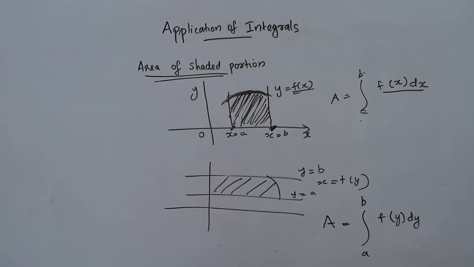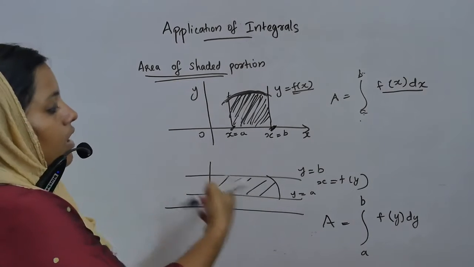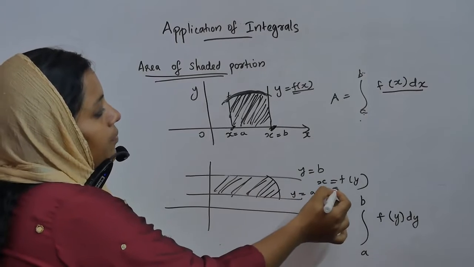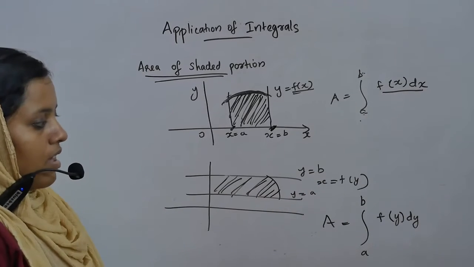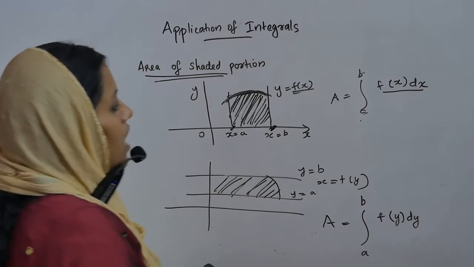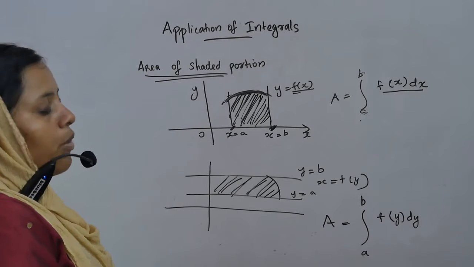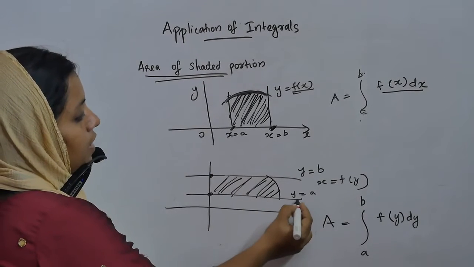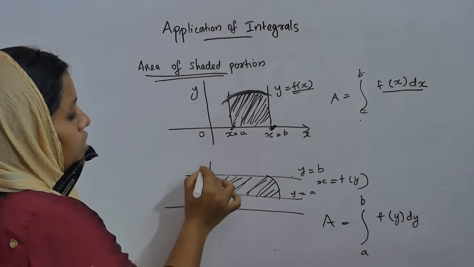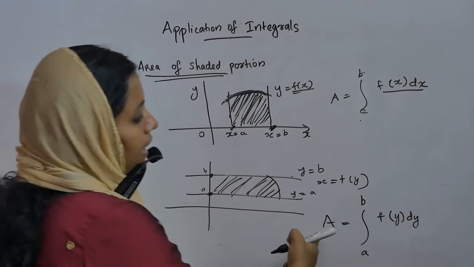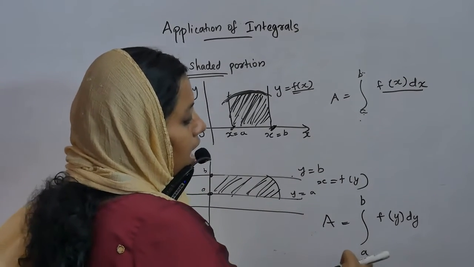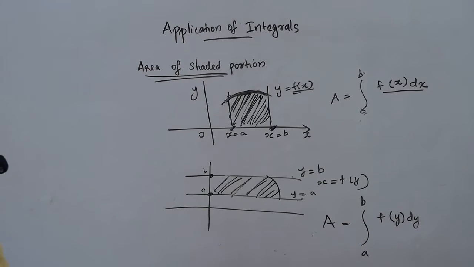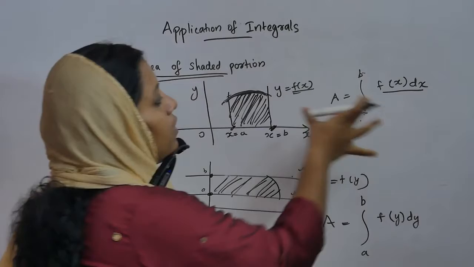Now what about this curve? See this curve. The equation of this curve is f of y. So we need to find the interval. From where to where? This is from y equal to a to b. So area is equal to integral a to b f of y dy. Okay, so once you find this integration, what are you getting?